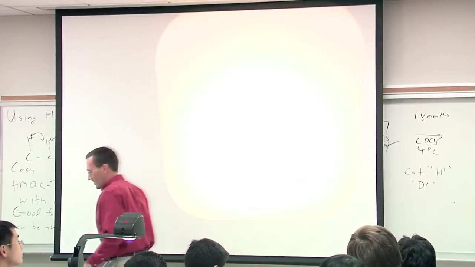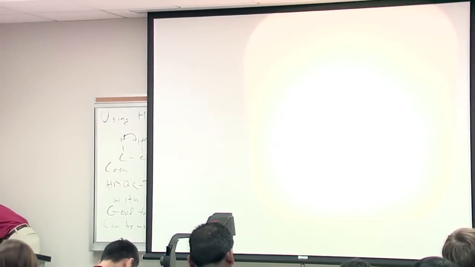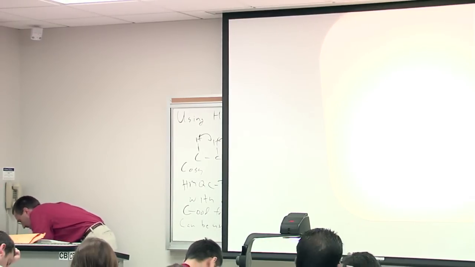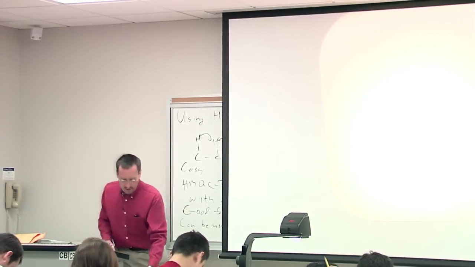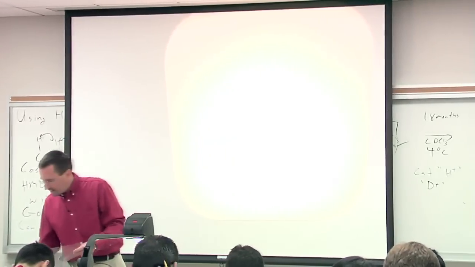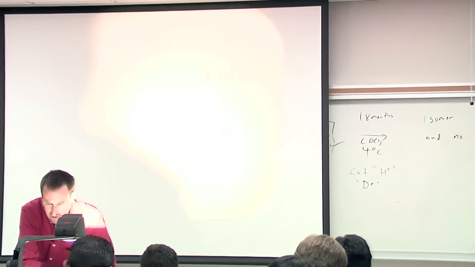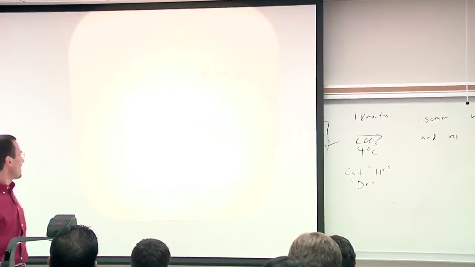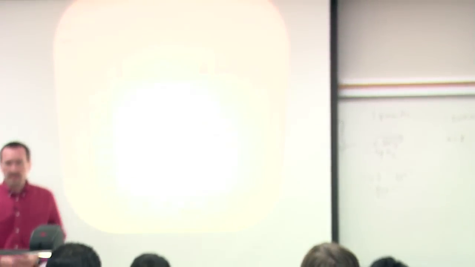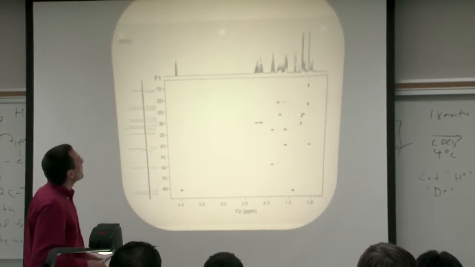Five CH2 groups and no OH groups, no alcohol. But it still has an oxygen in it, and so we've got to figure out what's happened to our molecule. All right, so we'll start with the HMQC spectrum here. Of course, you have your proton and your carbon spectrum. And one thing that's pretty clear is the proton spectrum really is a mess here.